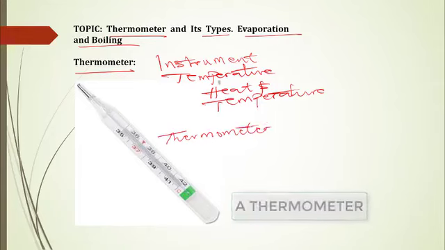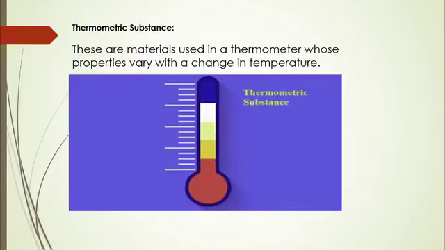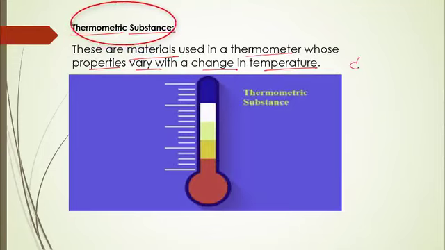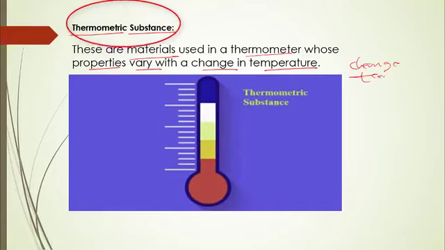Now, a thermometer works in tandem with what we call a thermometric substance. So what is a thermometric substance? Thermometric substances are materials that are used in a thermometer whose properties vary with a change in temperature. In other words, they are substances which change in proportion to temperature.